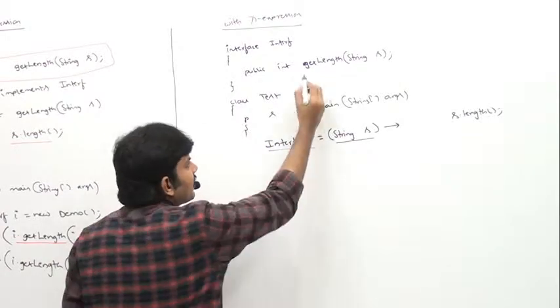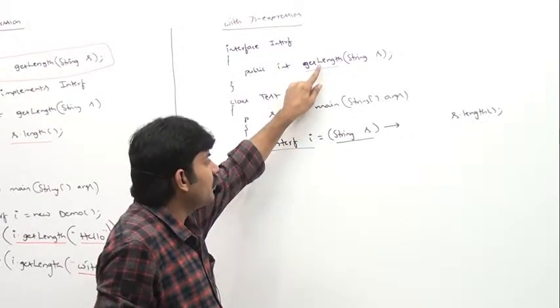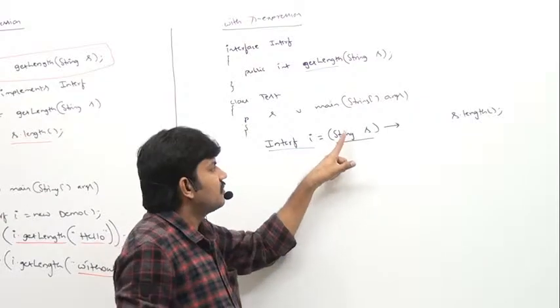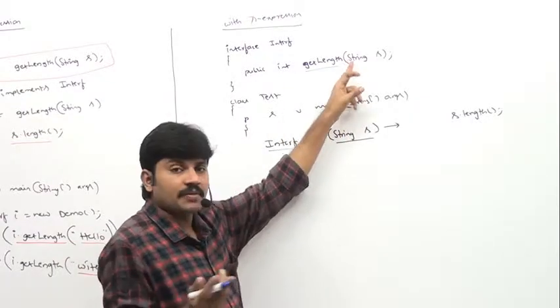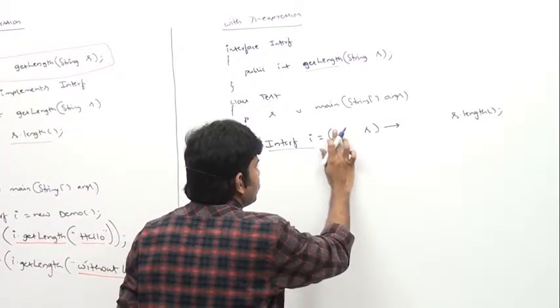Interface I contains how many methods? Only one method, getLength. Of course, this is the argument. The compiler can immediately guess this is the argument of getLength. What type is the argument? String type. The compiler already has that information, so why do we need to specify it like this?